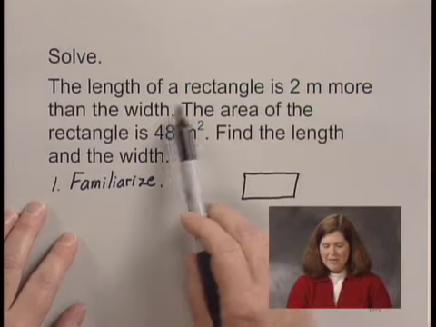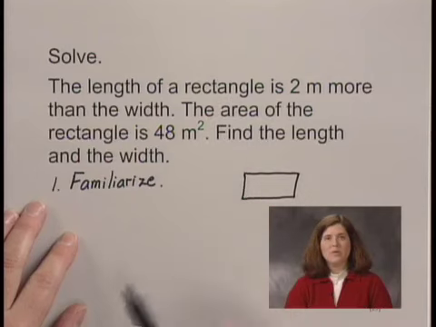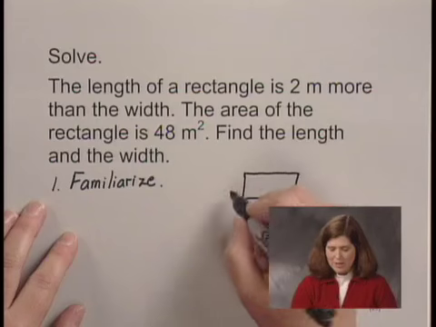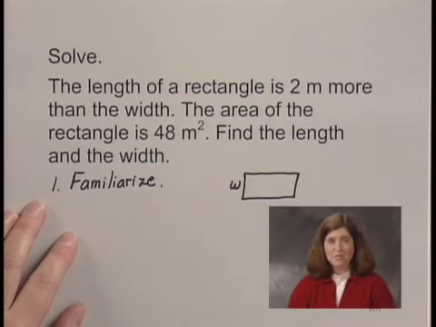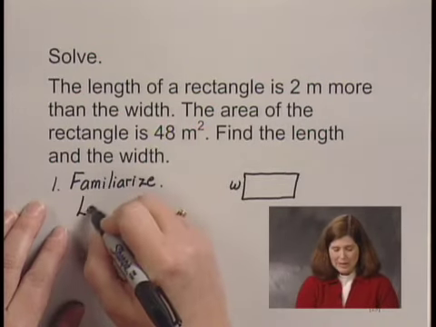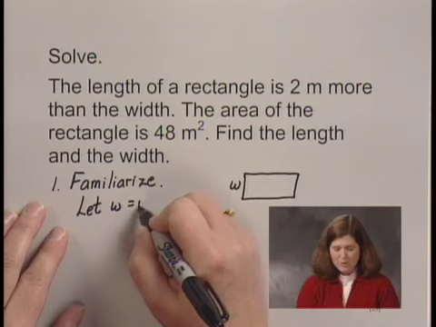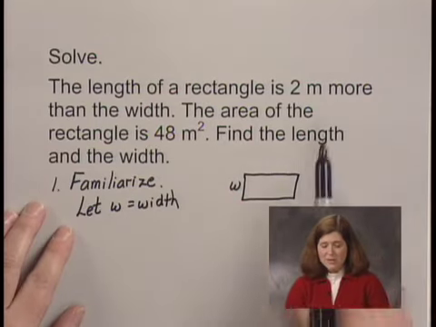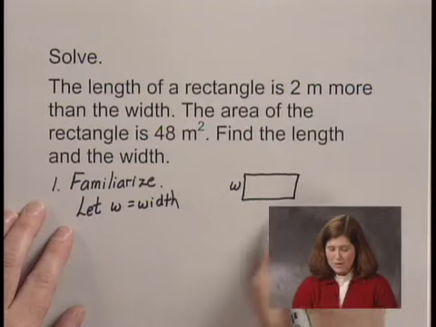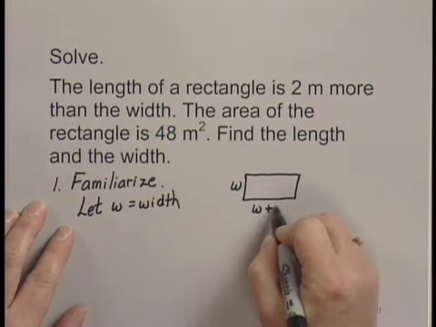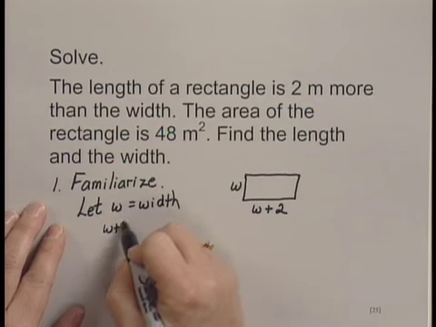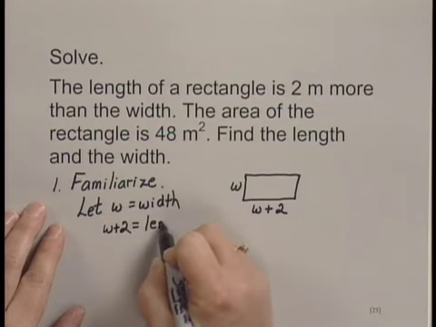We're told that the length of the rectangle is 2 meters more than the width. So let's use a variable to represent the width. That would be W would be good. And we can say let W equal the width. Then the length is 2 meters more than the width, so my length has to be W plus 2. I write that W plus 2 as the length.